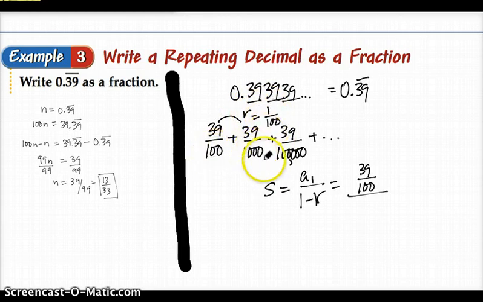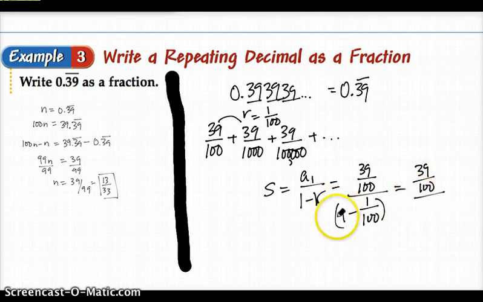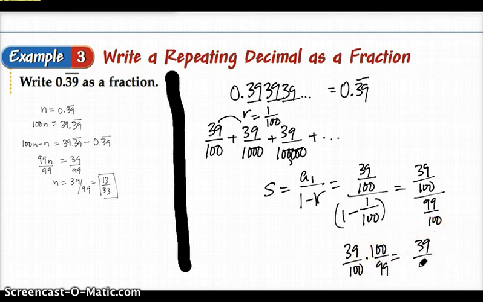If I multiply the denominator by 100, that's all that's happening, but the top stays the same. So I've got 1 over 100. But 1 minus 1 over 100, my bad, almost messed that up pretty badly. If I look at 1 as 100 over 100, this would be 99 over 100. And so 39 over 100 times 100 over 99, you see where this is going, we get 39 over 99, which we saw reduces to 13/33.